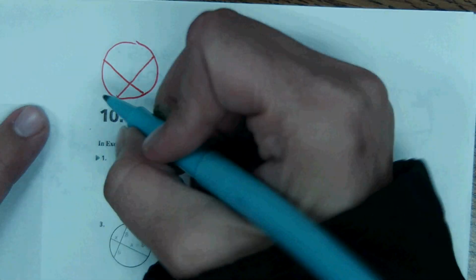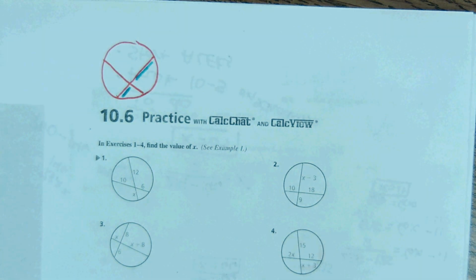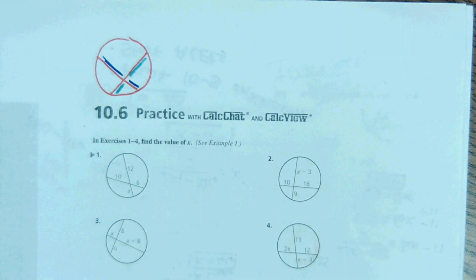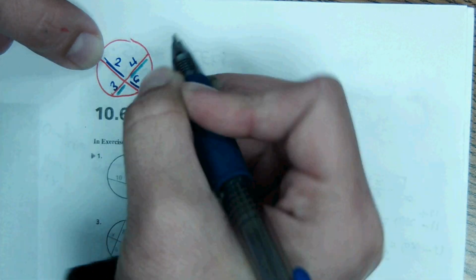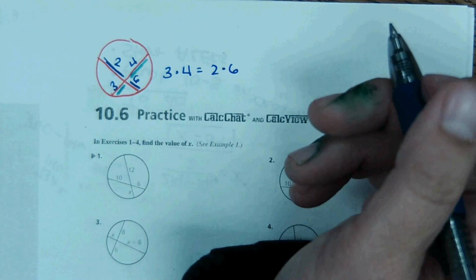Okay, so for the first set of questions, just to quickly review, if you have a circle and you have 2 intersecting chords, then this length times this length equals this length times this length. So if you have, let's say this is 3 and 4, and this is 2 and 6, 3 times 4 equals 2 times 6.